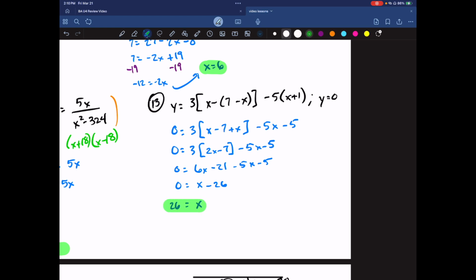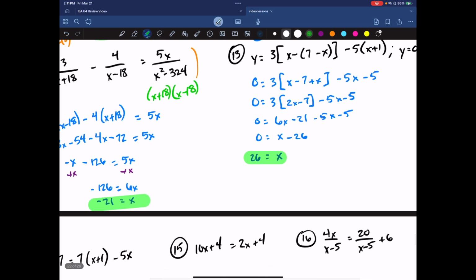This is a slightly different way to find out what x is. If you have more than one variable, you need somebody or something to give you a value for one. Otherwise, you can only move them around. You can simplify. Like I could have simplified all this down to x minus 26, but I can't find out what x is if I don't know that y is 0 or y is some number.